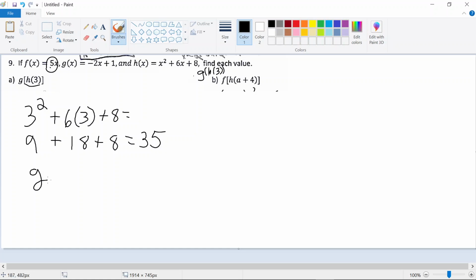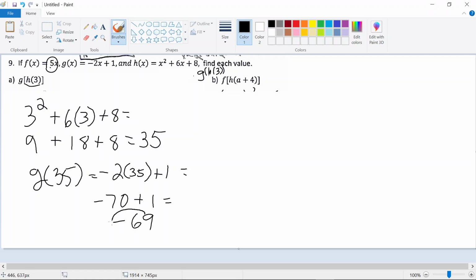g of 35. So you work from the inside out, or from the right to the left. The g function says negative 2 times 35 plus 1 equals, 2 times 35 is 70, minus 70 plus 1 equals minus 69. Great, that answer is the same whether it's right side up or upside down. Perfect. And we've got it. So that is g of h of 3.